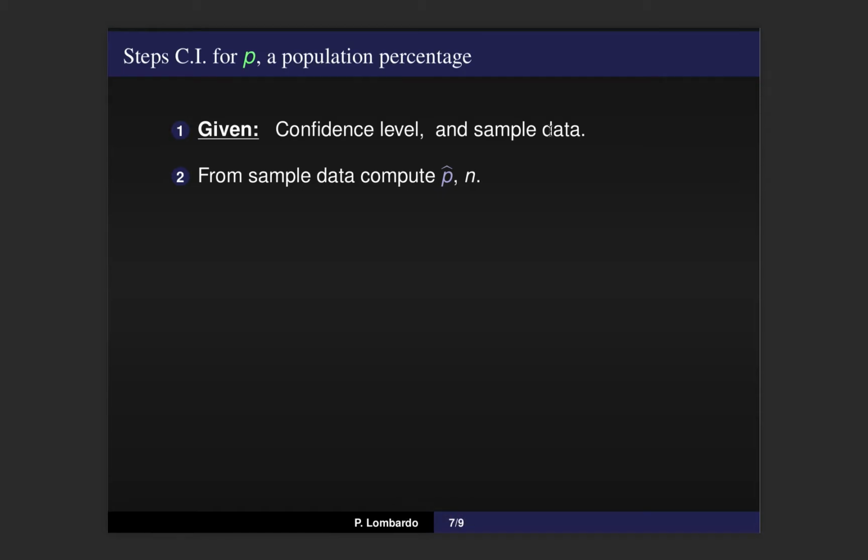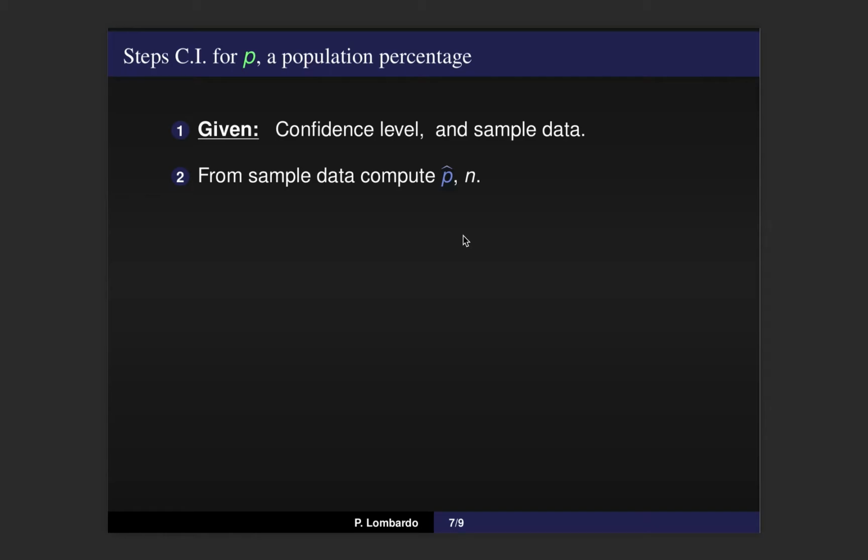From the sample data, we need to compute two statistics: the sample size, and then typically we're going to have to use a counting function to figure out how many people have the characteristic we're looking for. How many people said yes? How many people like mango ice cream, etc.